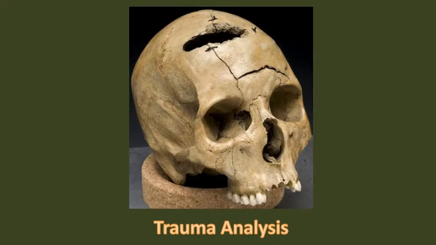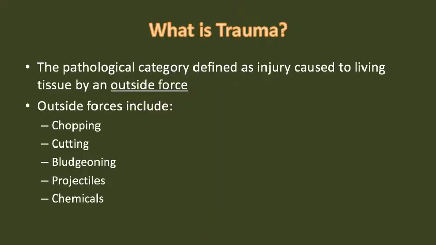Okay, so we are, as I said, talking about trauma analysis. Just a brief little intro: when we're talking about trauma, we're talking about pathologies, so a specific type of pathology where we have an injury caused to living tissue by an outside force. The outside force in question can be any number of things that you see listed here, everything from chopping down to chemical alteration of the bone. If you have something like lye or acid, it can cause trauma to bone as well.